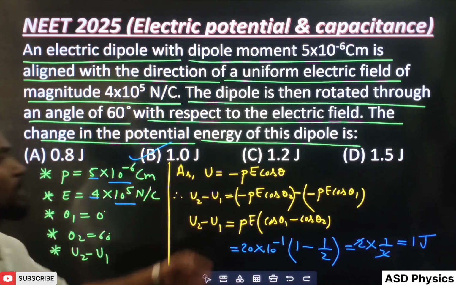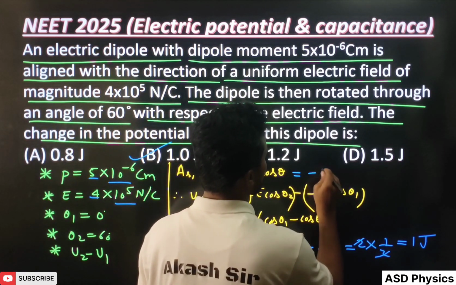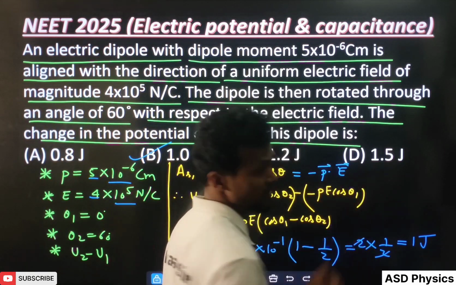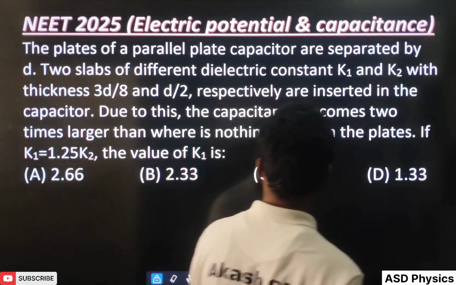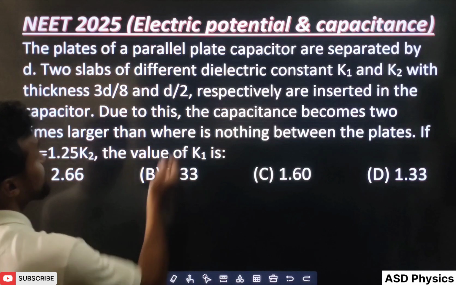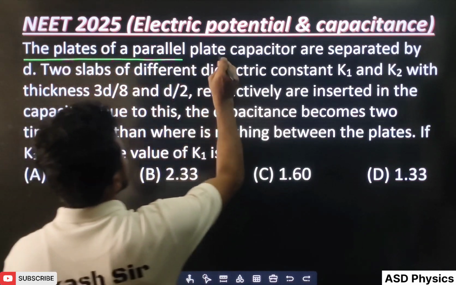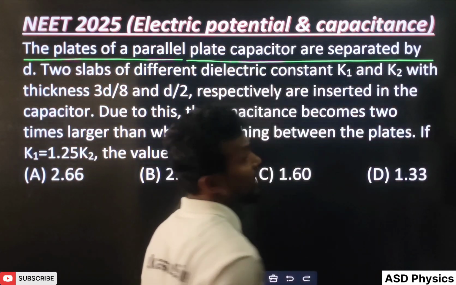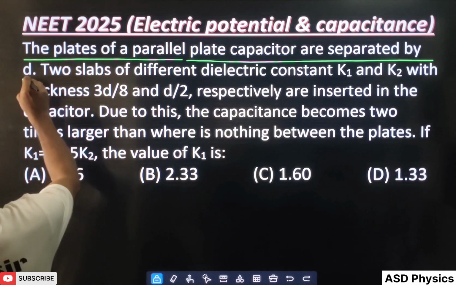Okay, very easy. This formula, minus P E cos theta, you can even write in vector form, vector P dot vector E also, is it? Great. Let's see the next question from the same chapter. So see, the plates of a parallel plate capacitor are separated by D.